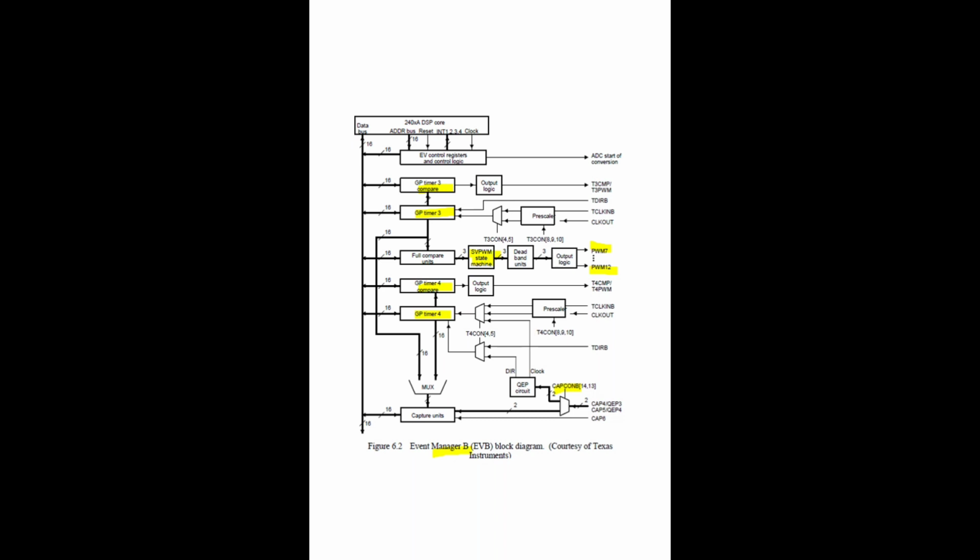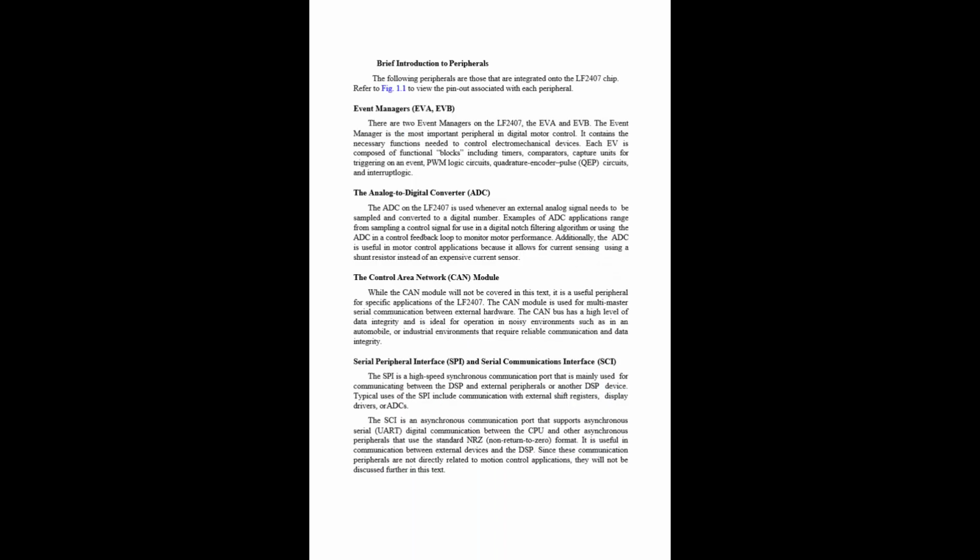The remaining blocks are all similar to your event manager A. Already I have explained the various blocks: event manager A, event manager B, the ADC converter, and I have explained clearly about the CAN module, then the serial peripheral interface and the serial communication interface. Then the Watchdog Timer also I have explained. It is mentioned that power saving mode, you can see that.